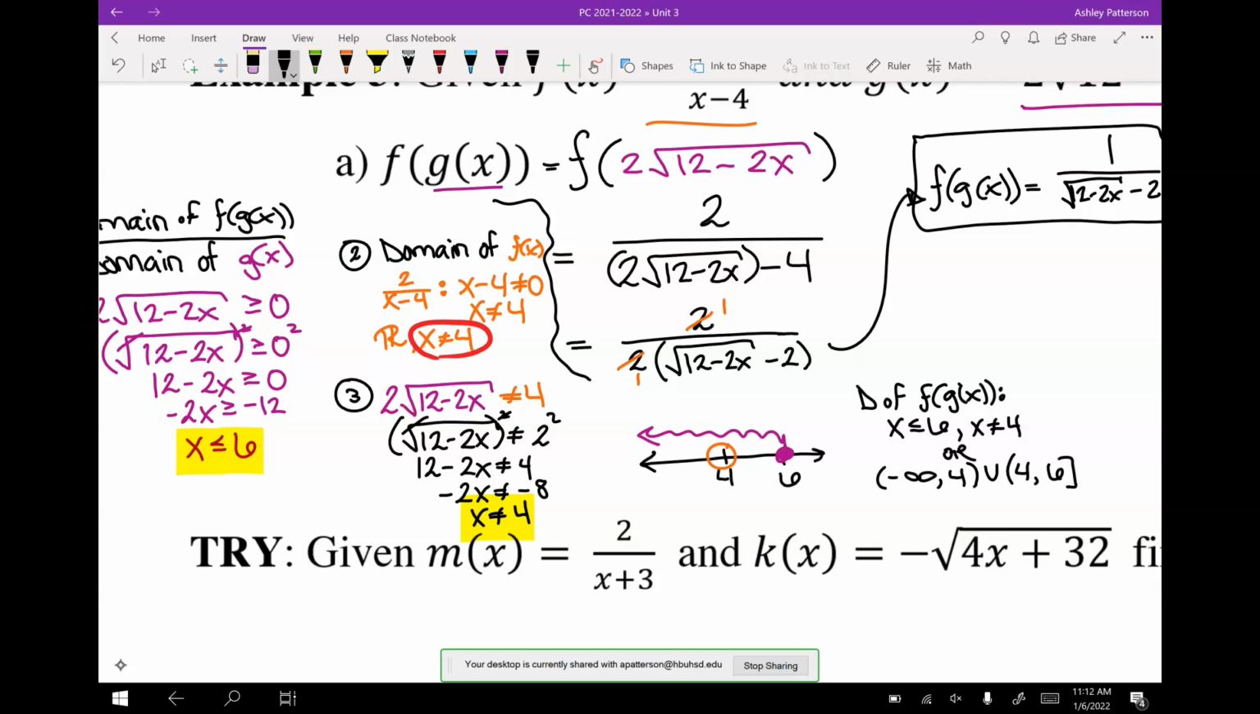This is sort of a pat your head and rub your tummy kind of thing because you have to switch your way of looking at the different domains. So let's do another example, everybody.